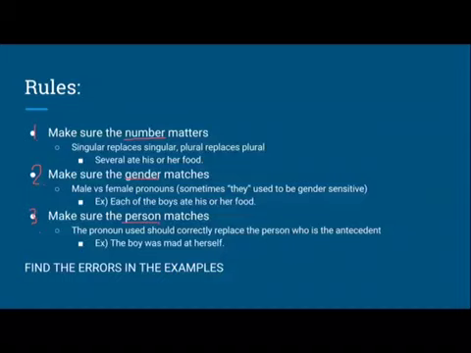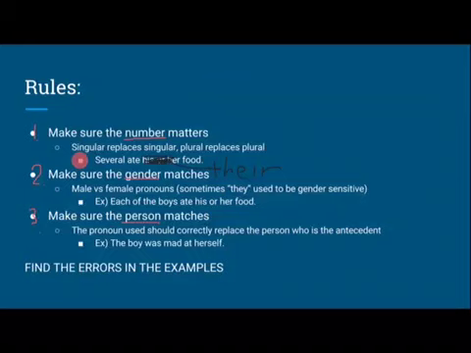These three examples each have an error. In the first one, it says "several ate his or her food." However, "his or her" is used for singular pronouns, so the correct answer is "their food."